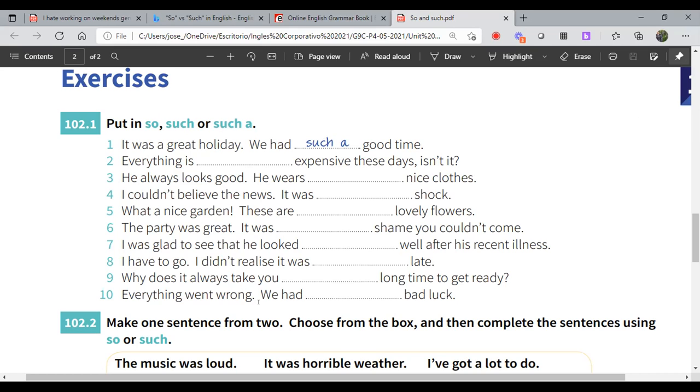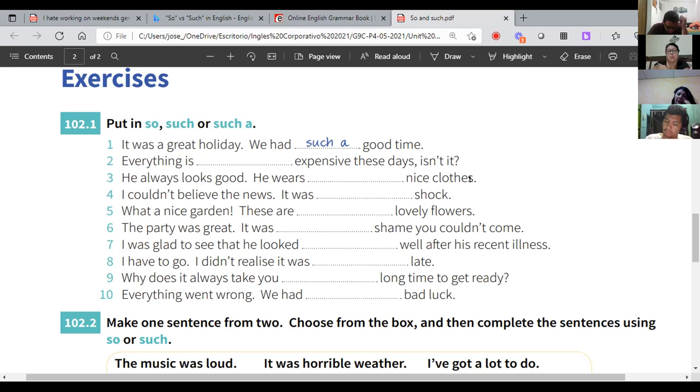Next teacher, one. Yes. ¿Y cuando se ocupa el such a? When it's singular.